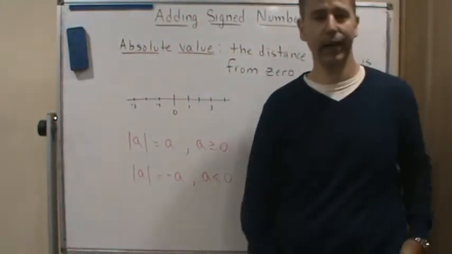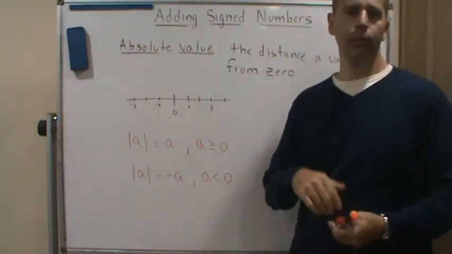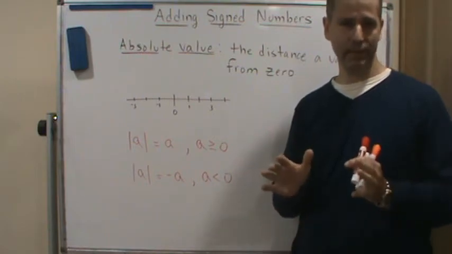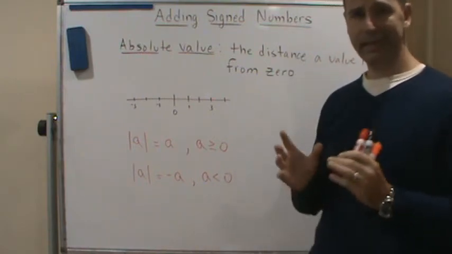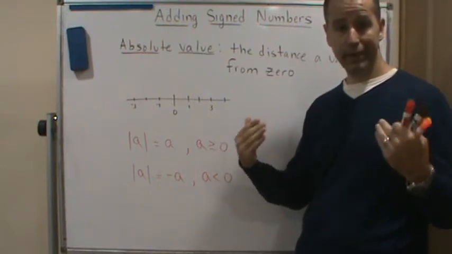Okay, so welcome back, and now we're going to talk about something called absolute value. Before we jump in and explain absolute value, let's talk about distance, okay? When we talk about distance, it's a physical property. So distance is always positive, right?